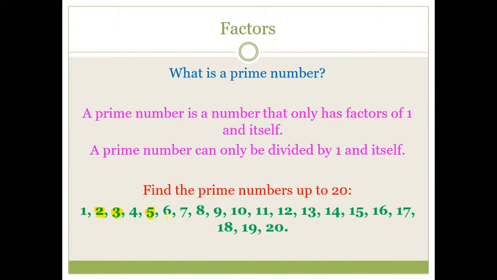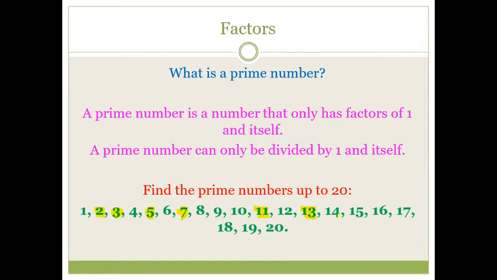6? No, 2 times 3 is 6. See, as soon as I find any other factors besides 1 and its own self, then it can't be a prime number. Alright, 7 is a prime number. Only 1 times 7 is 7. 8? No, it has factors of 2 and 4. 9 has factors of 3 and 3. 10 has factors of 2 and 5. 11. Only 1 times 11 is 11. 12 has several factors. Has 3 and 4 and 2 and 6, so it's not prime. 13 is prime. Only 1 times 13 is 13.